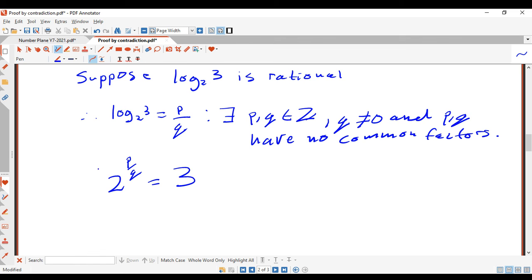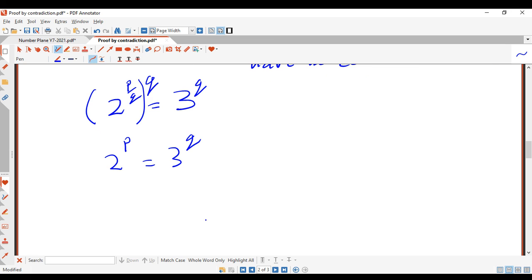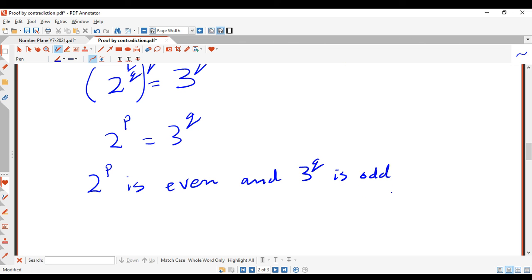Now if we raise both sides of this equation to the power of Q, we're going to end up with 2 to the P is equal to 3 to the Q, right? Now, 2 to the P is even, isn't it? Absolutely. And 3 to the Q is odd. You can't have an even number equal to an odd number, right? So therefore you can say that 2 to the P does not equal 3 to the Q.